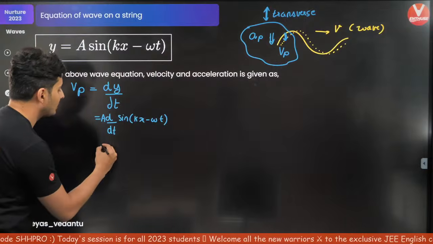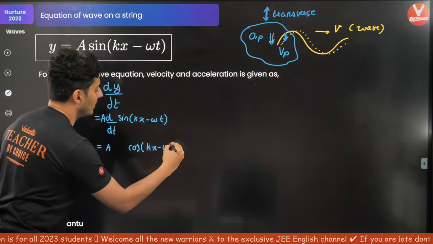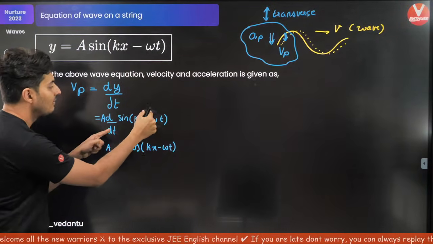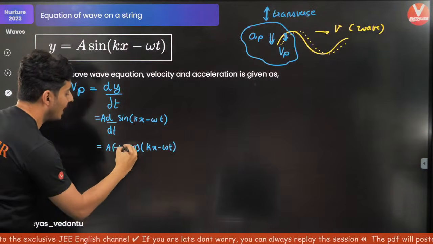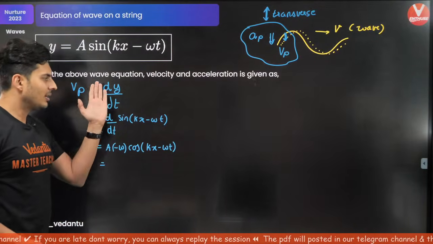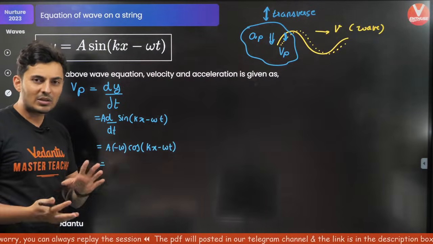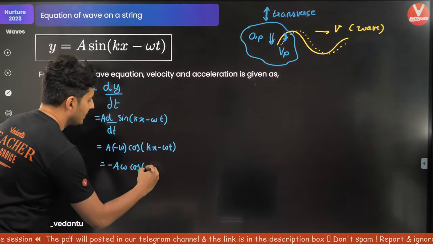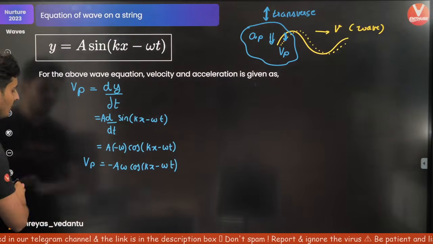So when you take the derivative of sine, what will you get? Derivative of sine is cos. So you'll get cos of kx minus omega t, obviously. Next thing, whatever is the coefficient of t will also come outside because of the chain rule. So you will also get minus omega outside. This looks to me like an SHM equation. If position is a function of sine, then velocity is cos, then acceleration will go back to sine. So it's very similar to SHM. You can see this is minus a omega cos(kx minus omega t). So this is your particle's velocity.